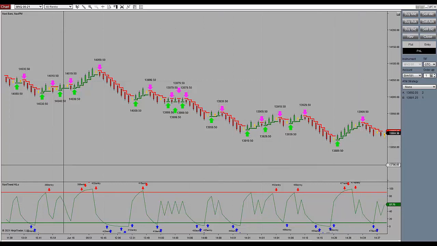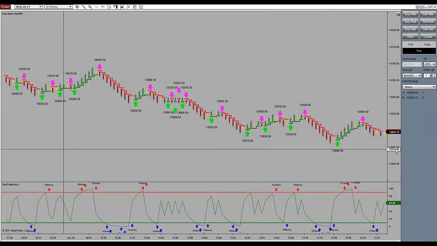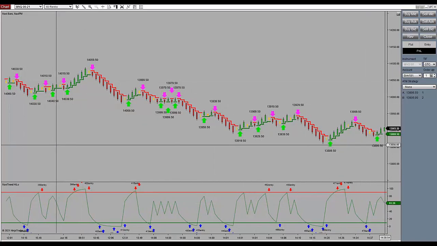All right, so you can see that currently we would still be short on the Nasdaq. Okay, now we're back on the long side.